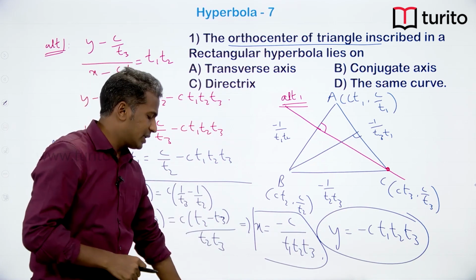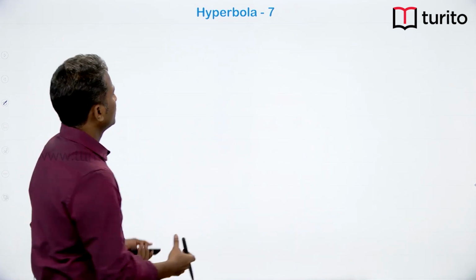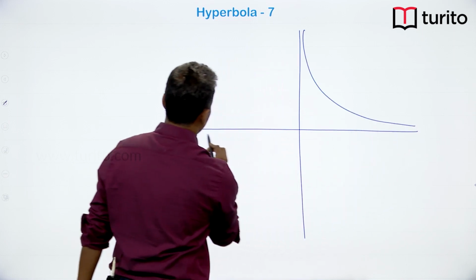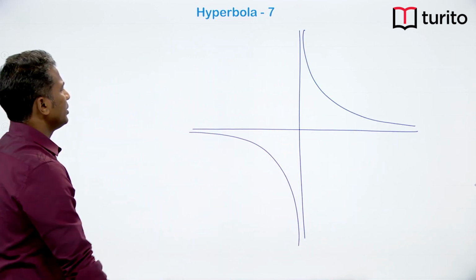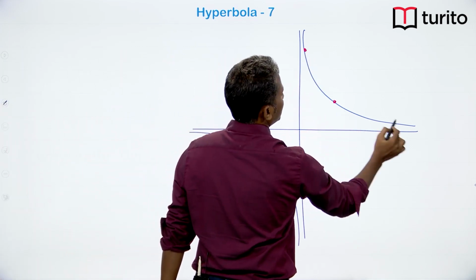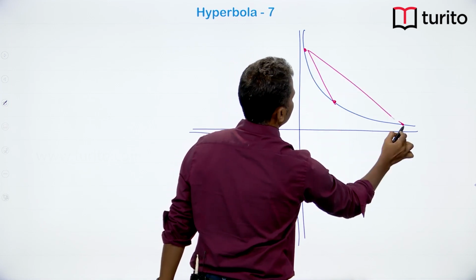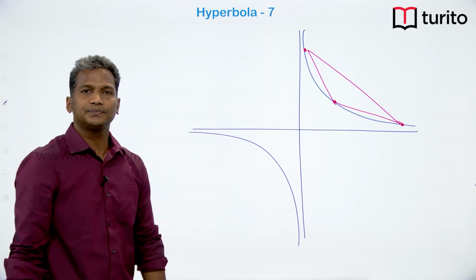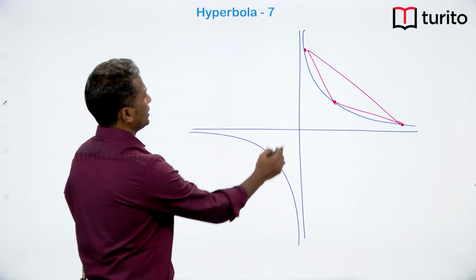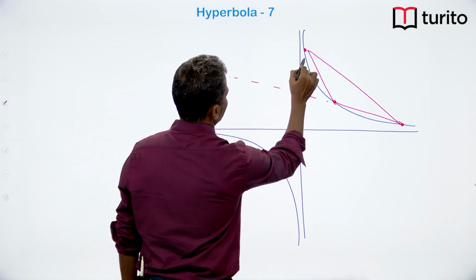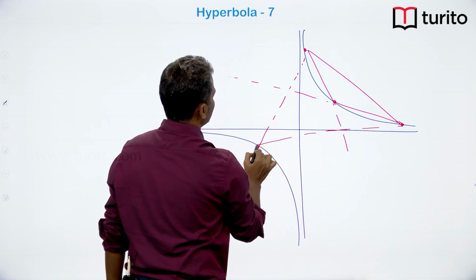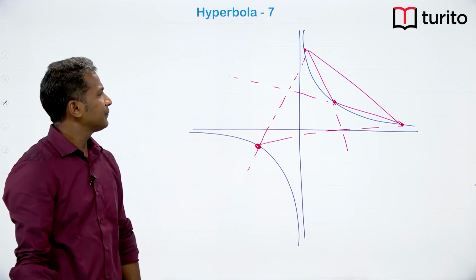Now if we look at this geometrically, let us say we have one rectangular hyperbola here. If I take the triangle to be here, then the orthocenter will be on the other branch. So here if you can form the altitudes, and here also you can form the altitudes. So this will be our orthocenter.